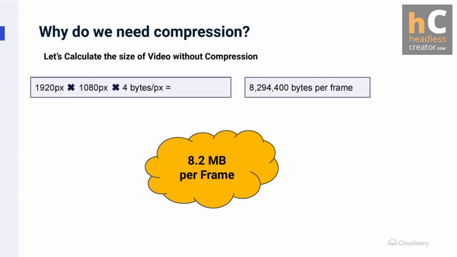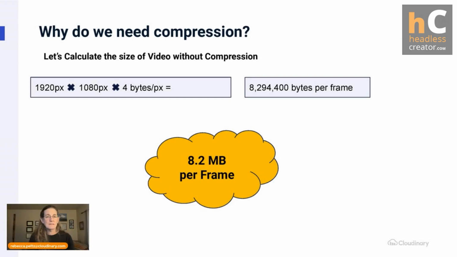But first, let's ask the question, why do we need compression? What if I just left it out? Well, let's do the calculation. We're going to take a 1920 pixel by 1080 pixel frame and multiply it by our 4 bytes per pixel. That's what we're using, that 24-bit color depth. And we get 8.2 megabytes per frame. So that's a fairly large image. Typically I might see an image around 2-3 megabytes as an original image, so this is fairly large.